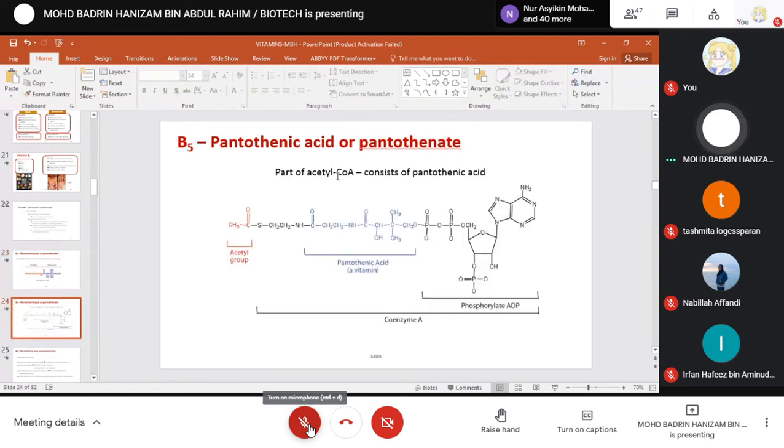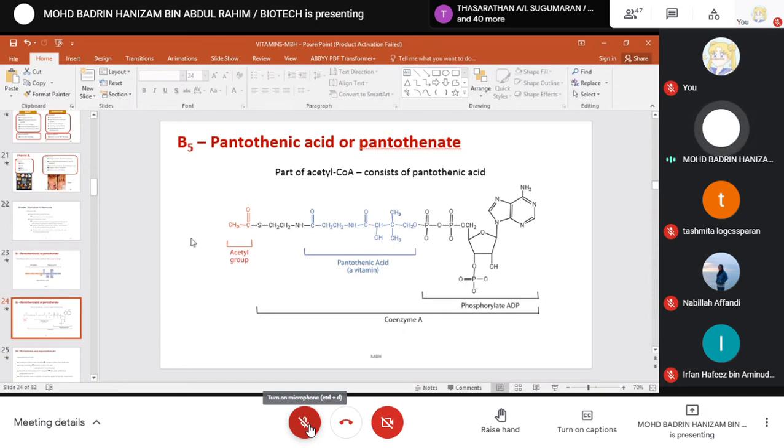All right, part of acetyl CoA, of course, because it's used to synthesize coenzyme A. So this pantothenic acid is part of coenzyme A. So it consists of an acetyl group here, pantothenic acid in the middle, and then phosphorylated ADP. These are all made up of coenzyme A. It's a long structure.